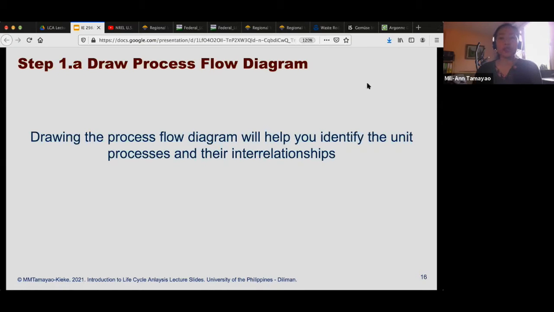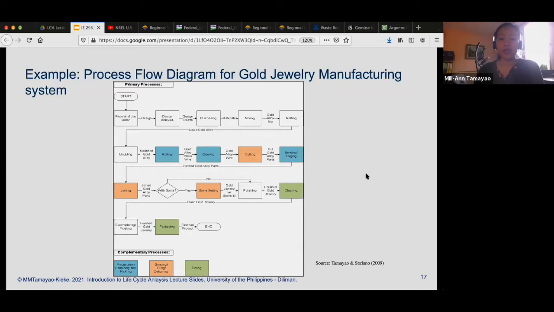So as I mentioned, drawing a process flow diagram will help you identify the unit processes and their interrelationships. So this is an example of a process flow diagram for gold jewelry manufacturing system that I and Dr. Soriano created for gold jewelry manufacturing in Bulacan. Okay, so you can see here the different processes, the outputs from different processes, etc.